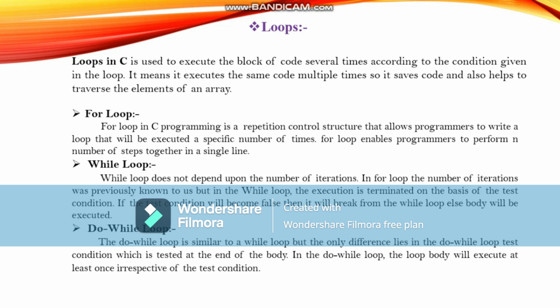The do while loop is similar to the while loop. The only difference lies in the do while loop's test condition, which is tested at the end of the body. In the do while loop, the loop body will execute at least once irrespective of the test condition.